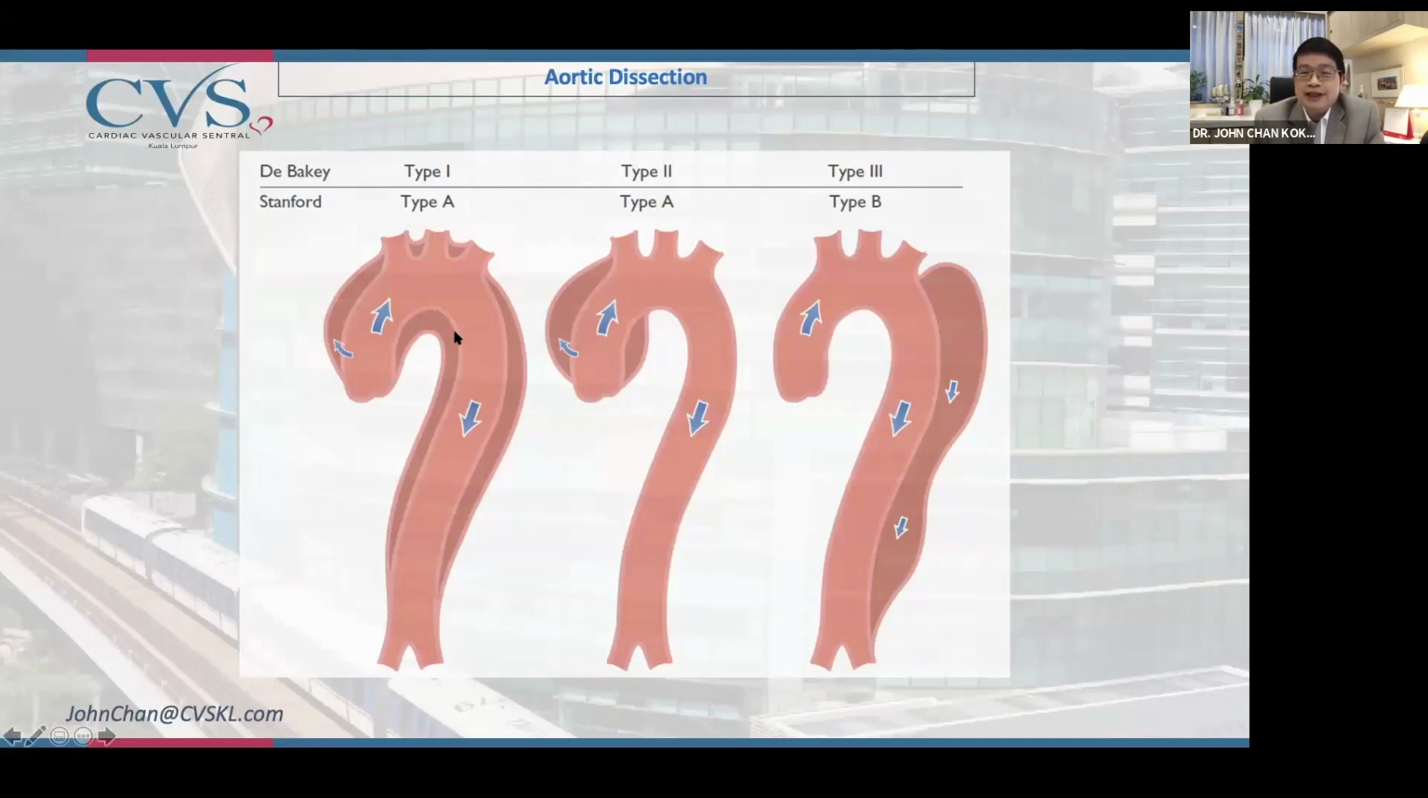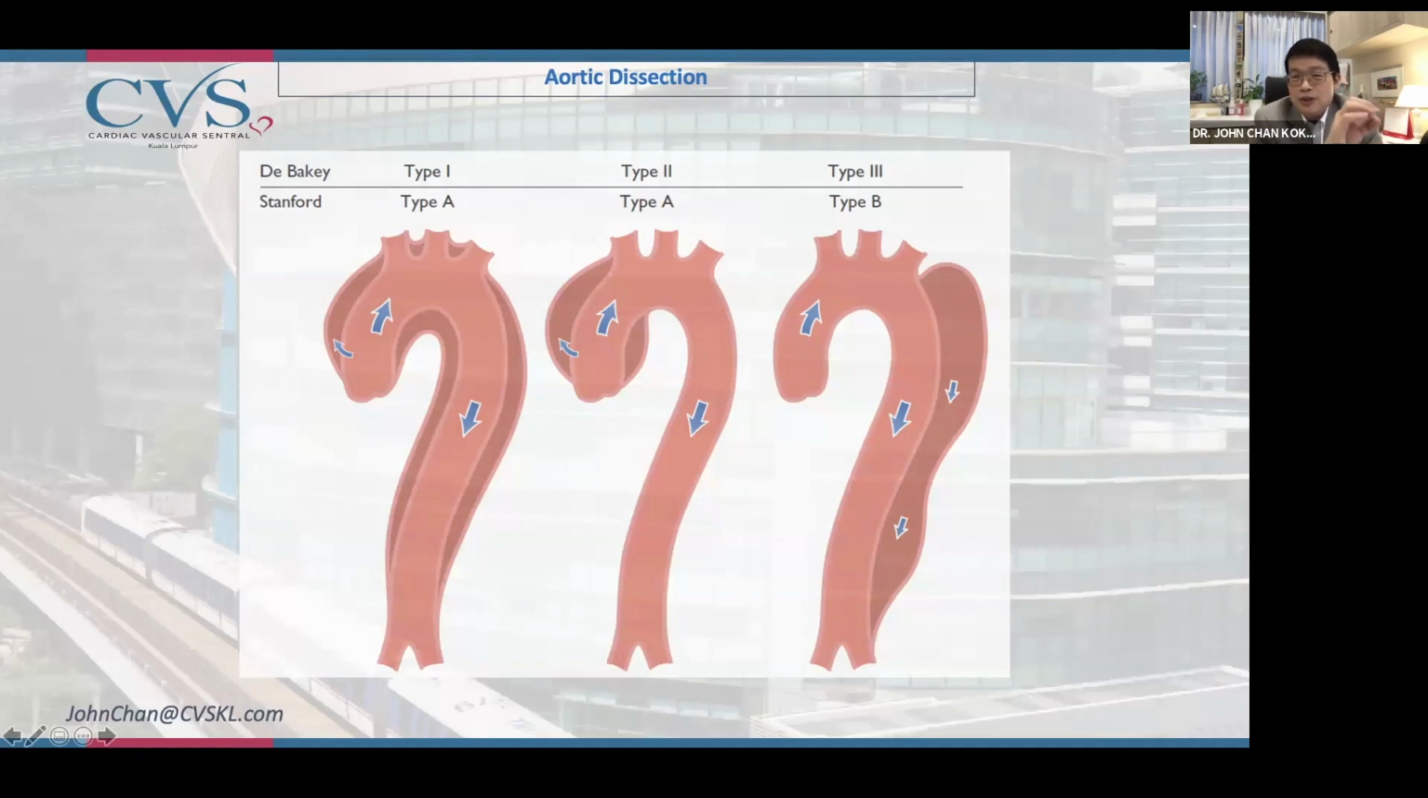So if the dissection involves the ascending aorta, this part of the aorta, it is called a type A dissection. If it does not involve the ascending aorta and is limited to just the descending part of the aorta, then it is called a type B dissection. So generally, if you have a type A dissection, that requires surgery to replace the torn part of the aorta. If the dissection is limited to the descending thoracic aorta, this part of the aorta, then in most cases, they can be successfully treated with blood pressure control.